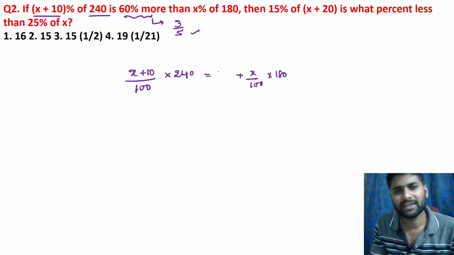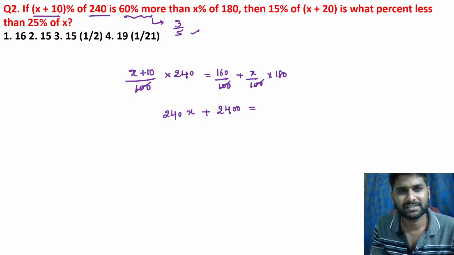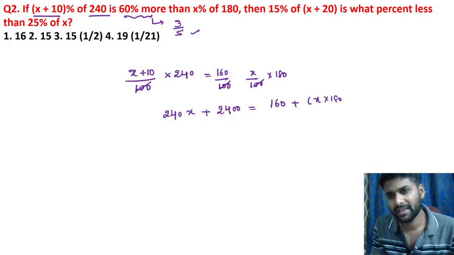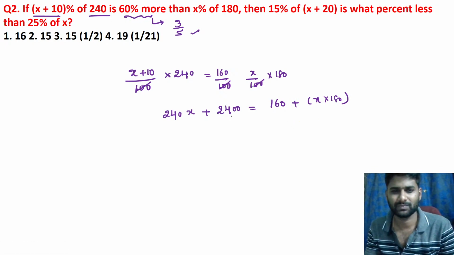Now do one thing. Don't convert it into a fraction. Here 60 percentage more means 160 by 100. Then we can understand that 100 is cancelled. You can multiply: 240 into x plus 2400, which is exactly equal to 60 percentage more than x percentage of 180, that is 160 times x into 180. Yes, 60 percentage is the more value.